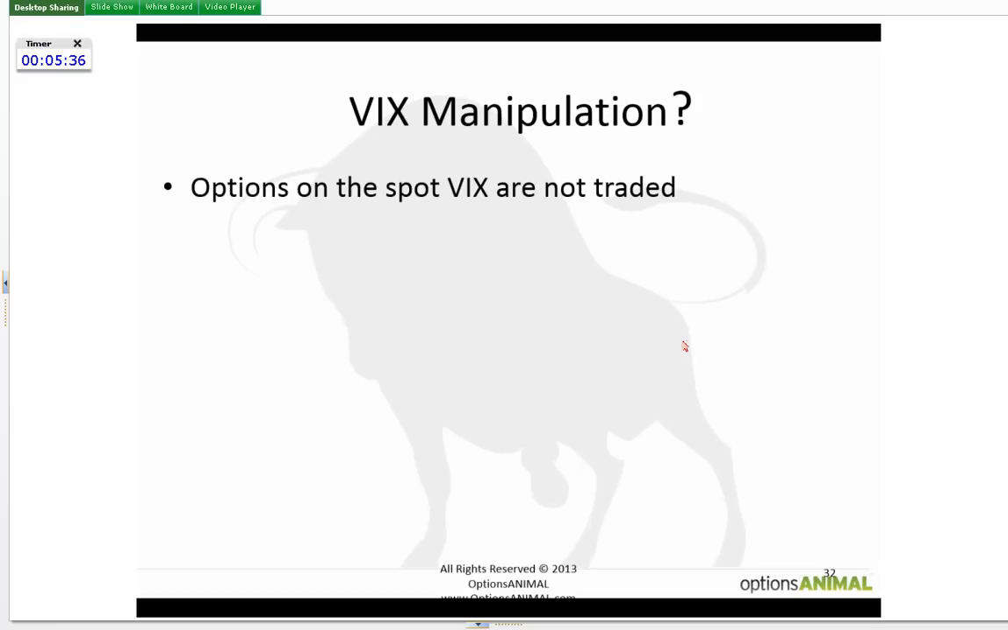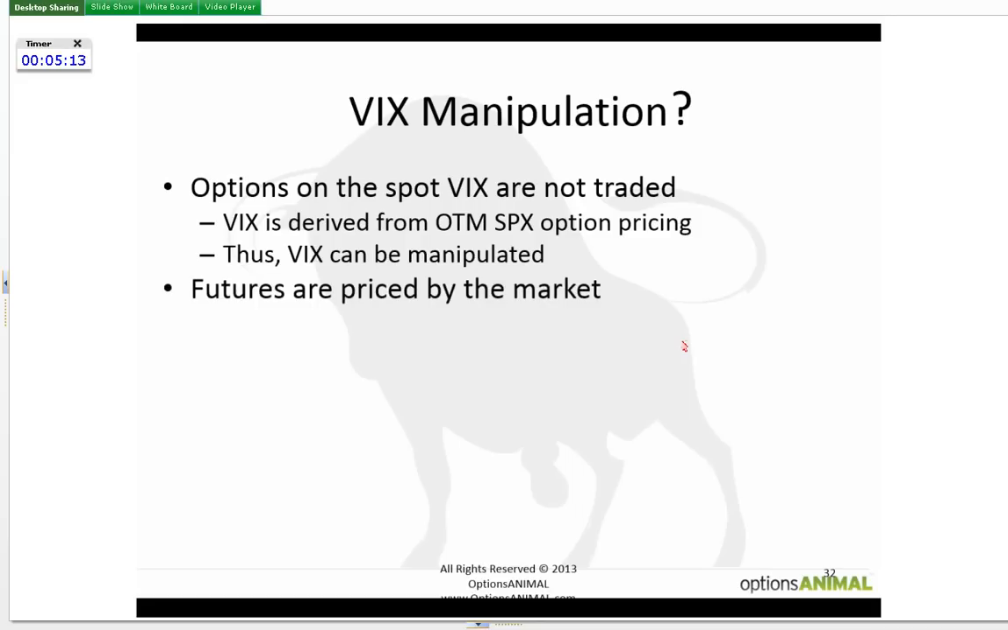Well, do you think Goldman Sachs, if they had the ability to manipulate the market, wouldn't do that, would they? No, never. They wouldn't put a few $1,000s into moving the VIX, and then have $1 million over there. Because it's derived from out of the money options, it can be manipulated. The VIX can be manipulated. There's no question about it.